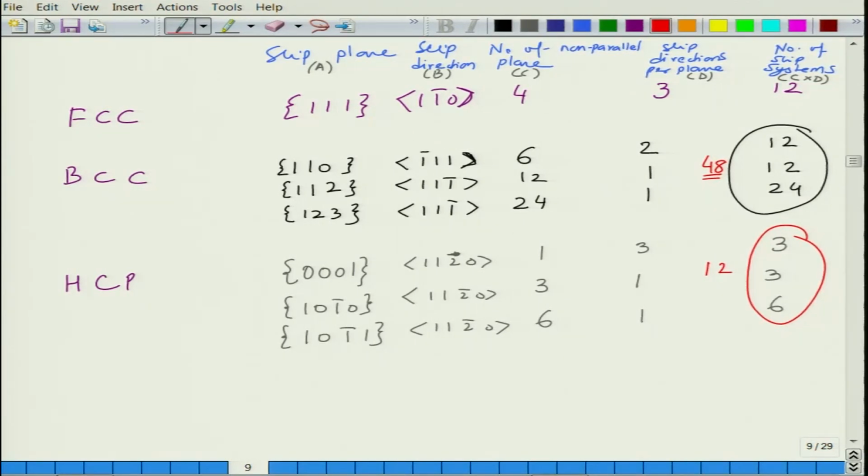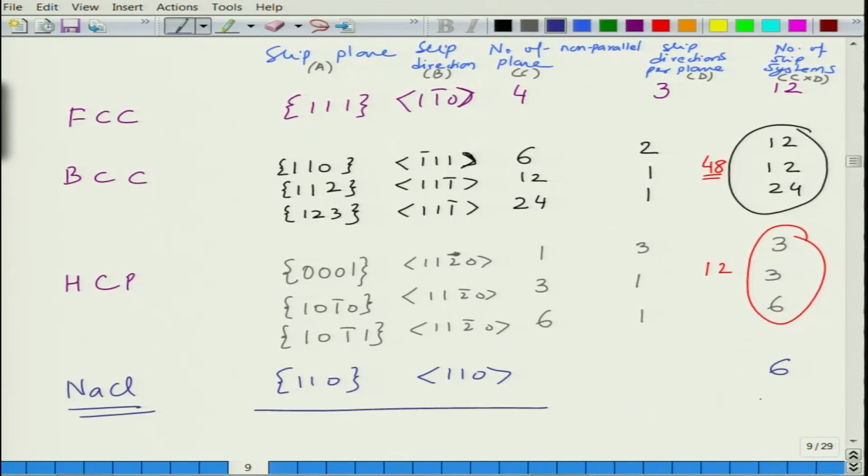So, this is how you derive slip systems in the case of these solids. You can also work out slip systems for solids like NaCl. NaCl is FCC, sorry, but its slip systems are not the same as what you see in the case of metals, because in this case the slip plane is 1 1 0 and slip direction is 1 1 0, and this gives you a total of 6 slip systems. That is because of the FCC structure, but it is not necessarily a close-packed solid.